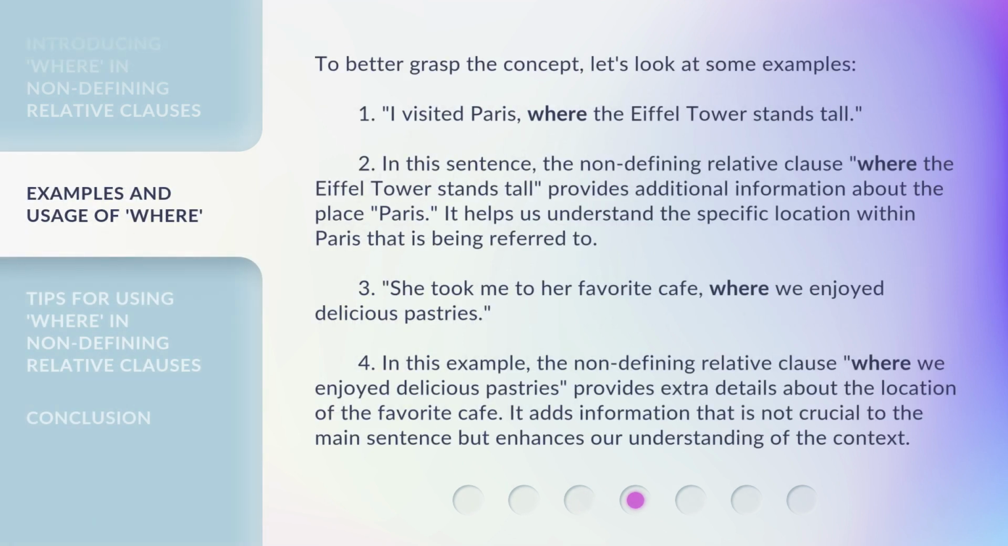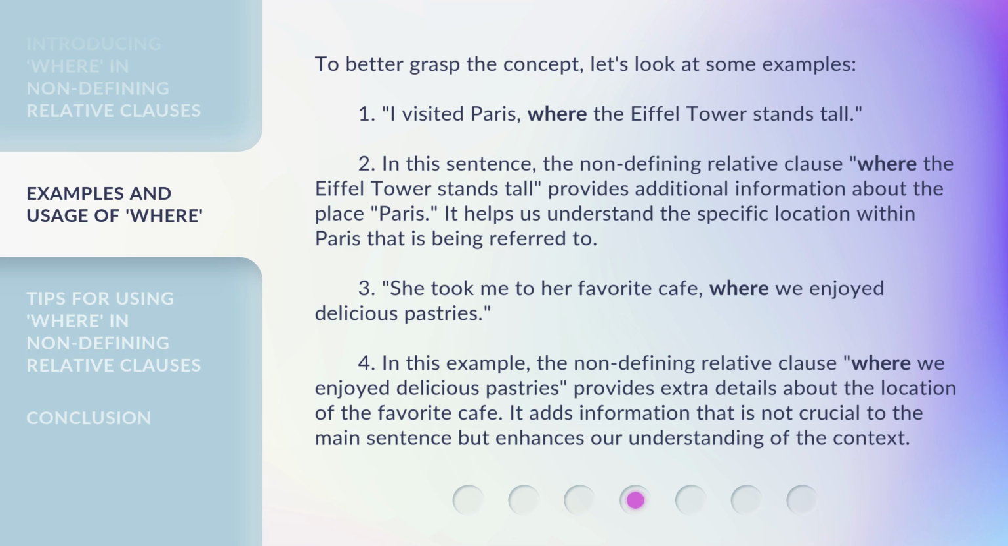To better grasp the concept, let's look at some examples. 1. I visited Paris, where the Eiffel Tower stands tall. 2. In this sentence, the non-defining relative clause, where the Eiffel Tower stands tall, provides additional information about the place, Paris. It helps us understand the specific location within Paris that is being referred to.